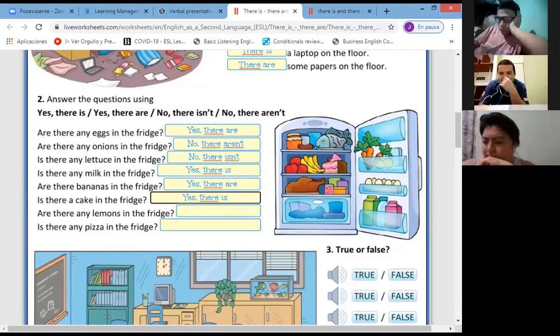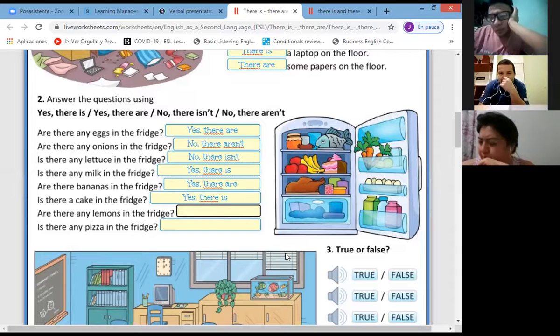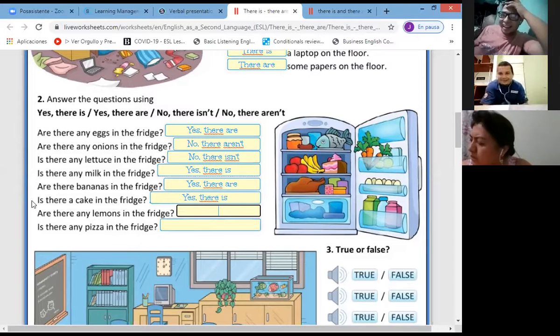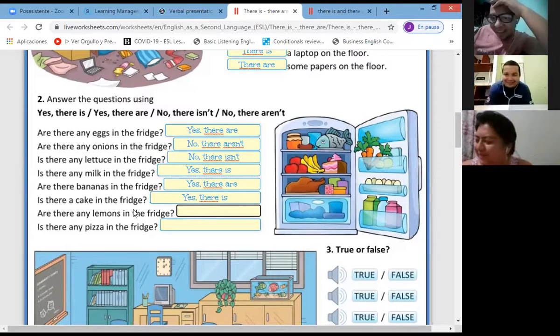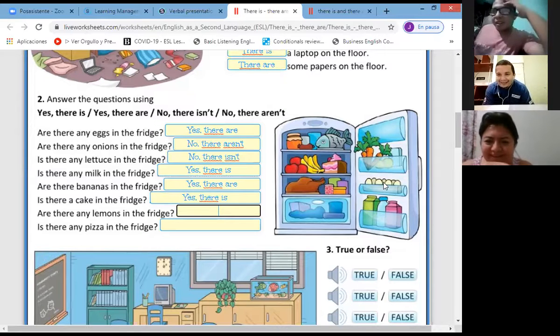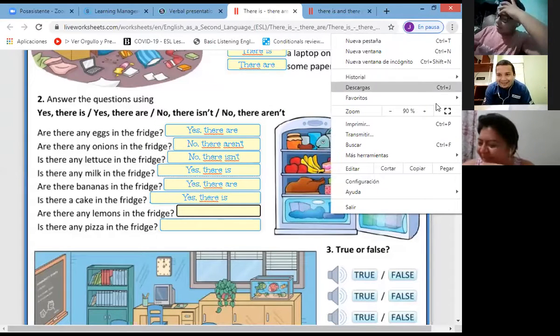Okay. Gabriel, are there any lemons in the fridge? Lemons. No, there isn't. Are you sure? So what are these? Are these lemons? Yo como cebolla lo veo, teacher. Really? So that's going to be wrong. Guys, what do you think? Are these lemons or onions? Ya no me da el zoom de los lentes, teacher.